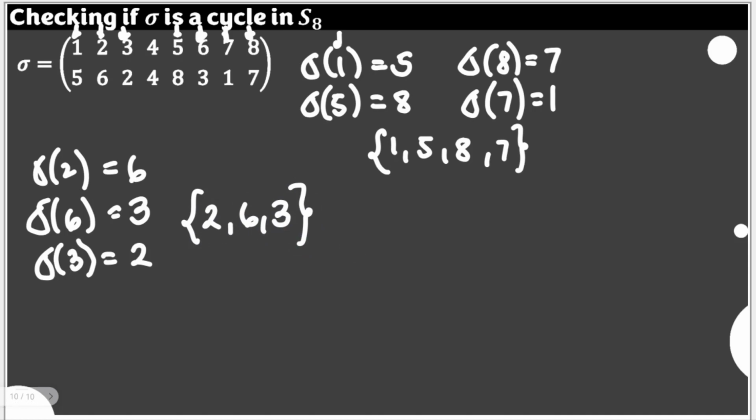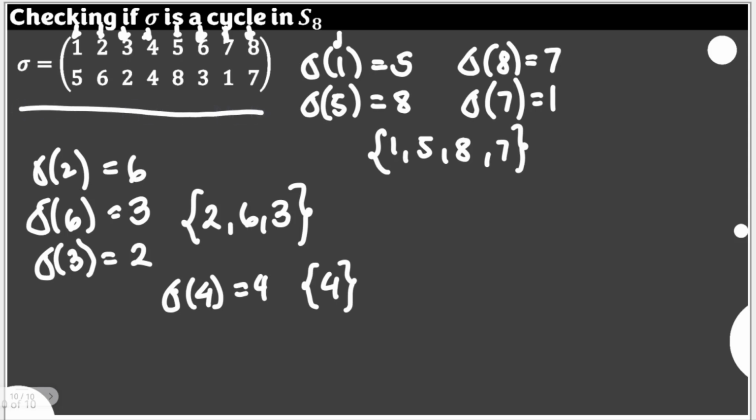Again, it's a set because it's an orbit. And we still have one more. We have the mapping of 4 as it maps to itself. Therefore, the remaining orbit is a set containing 4. So we have 3 orbits here. And let's see from these orbits if we can say that the permutation sigma is a cycle in S8 or not. Again, for this permutation to be a cycle in S8, it should have at most one orbit containing more than one element.